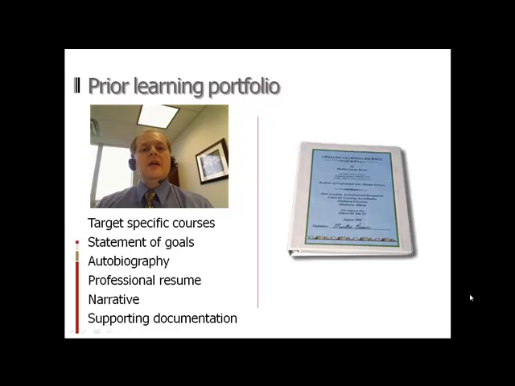And then you would write a narrative, and in the narrative, you would go in depth on how you know how to do what is taught in the particular course that you're challenging through portfolio, and why an expert or professor should award you credit for that course based on your knowledge. And then you would also supply supporting documentation, which could take the form of letters, programs that you've created, products that you've created, and other things like that, that document that you actually have the knowledge that is taught in a given course.